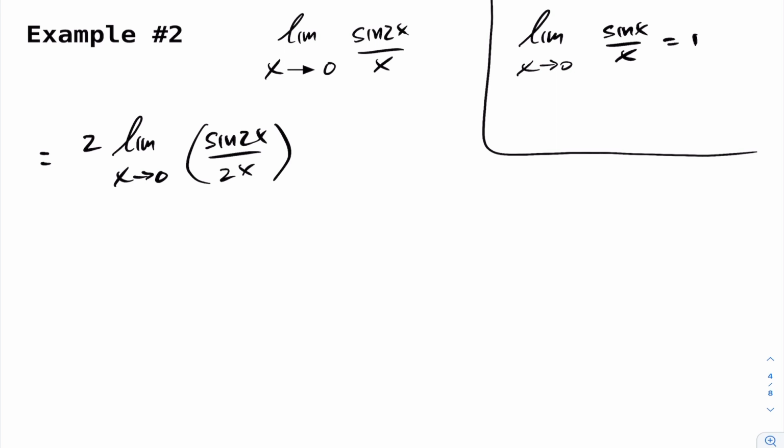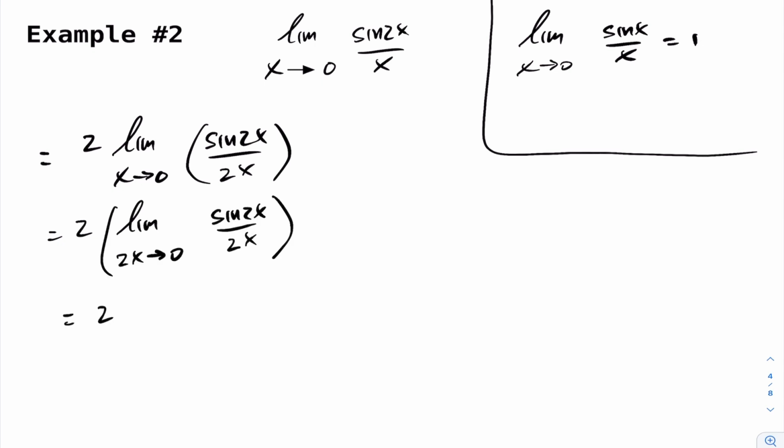What I did here first was I added a 2 in the bottom so we can have the same measure in the top and bottom, and then I made up for that by putting a 2 out in front. Notice the 2's will cancel and the question's unchanged. Now, if you're asked to evaluate the limit as x goes to 0, that would be equivalent to evaluating the limit as 2x goes to 0. And in which case here this becomes 2 times 1, and the answer for example 2 is 2.